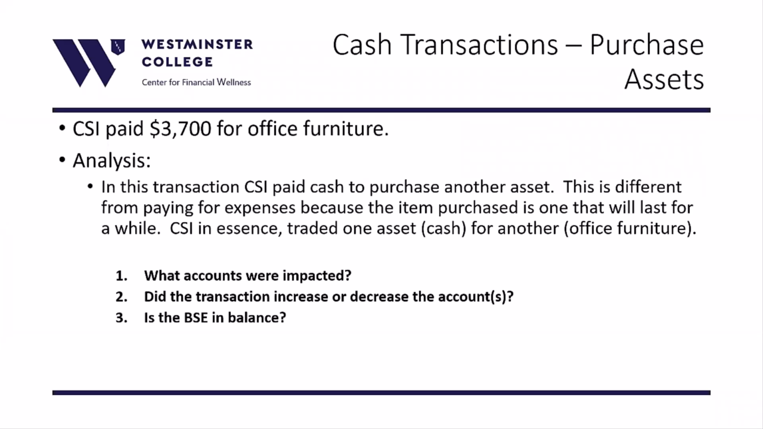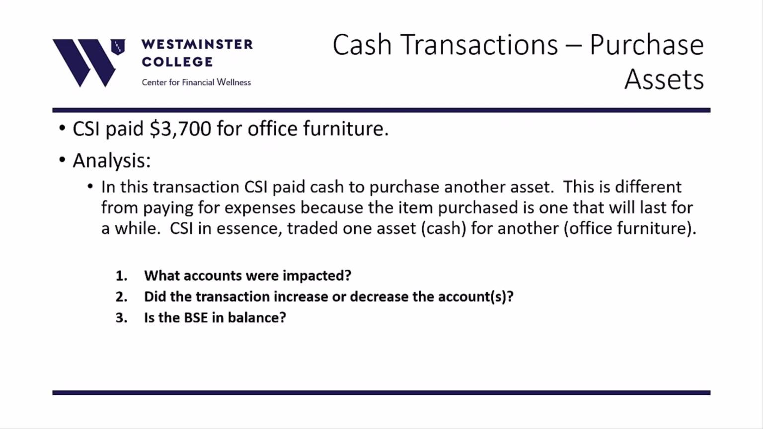All right, CSI paid $3,700 for office furniture. I'm going to assume that's cash. Doesn't say it, but we're going to assume. All right, so what's going on here? They're just really taking one asset, cash, and getting another asset, office furniture, right? So in essence, they're trading one for another.